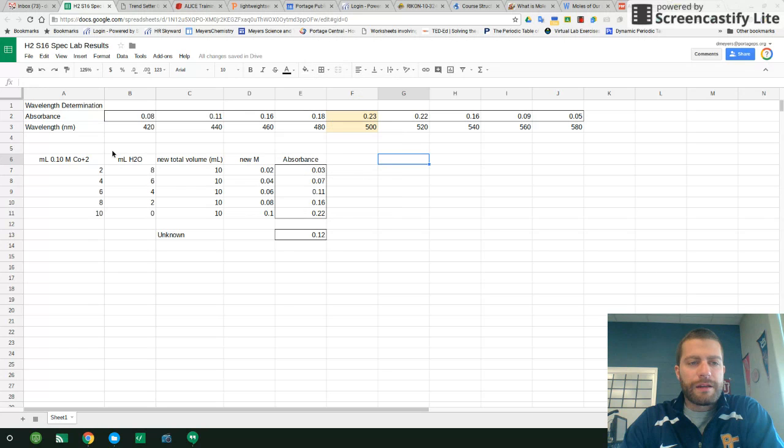Now, the bottom set of the data shows 2 through 10 milliliters of the 0.1 molar cobalt solution. The cobalt solution is our M1. So I'll just put 0.10 molar equals M1. And then the milliliters of this is our V1.